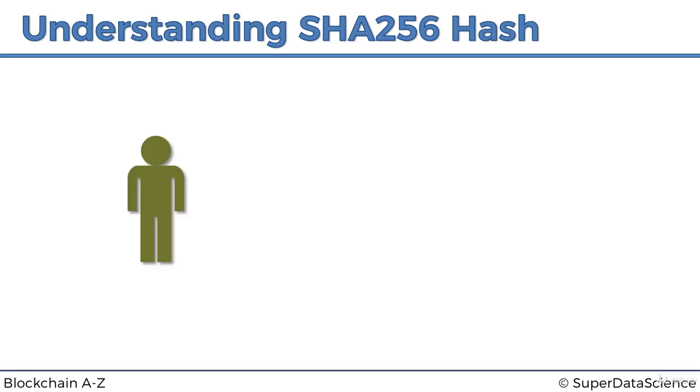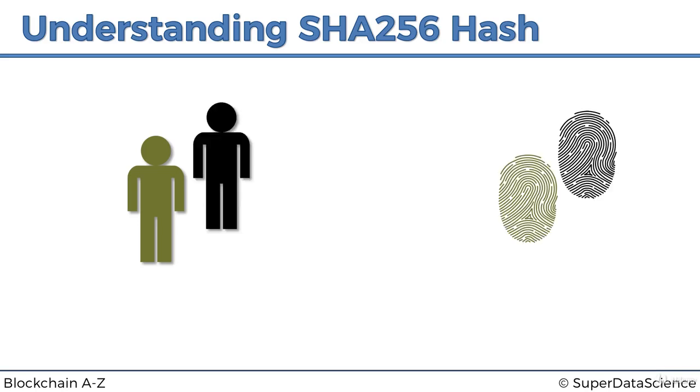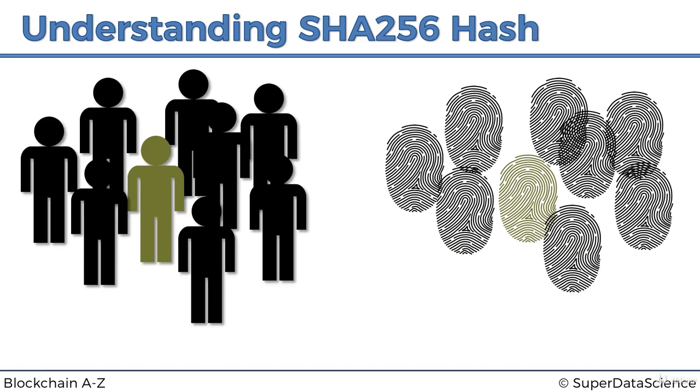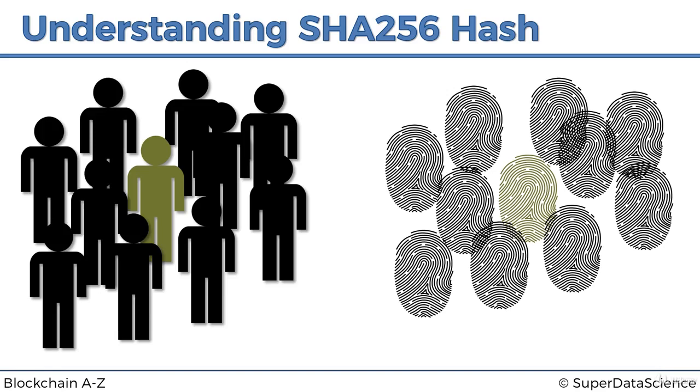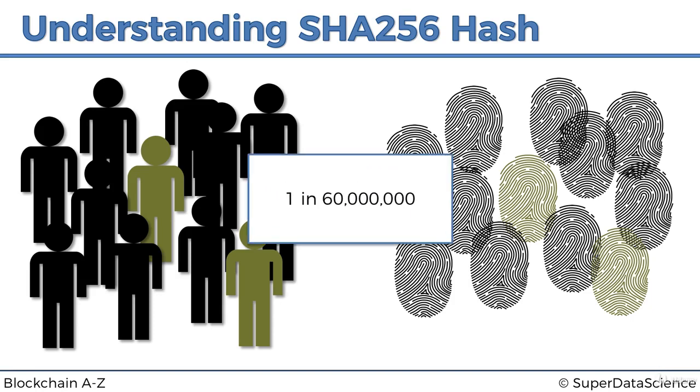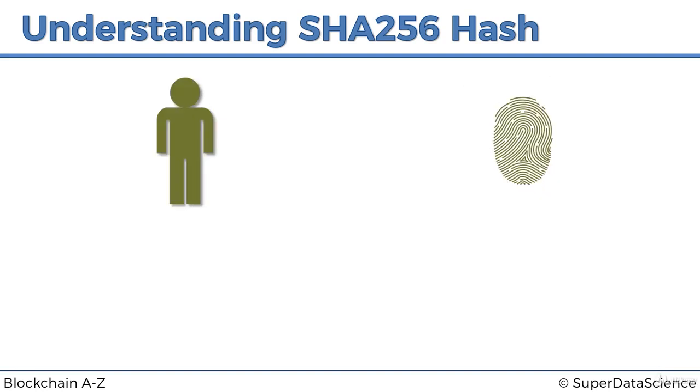So let's look at a person. There's a person, could be me or you, and we have a fingerprint. Different people have different fingerprints. If you look at many different people, they're all going to have different fingerprints. There is a possibility that somebody will have the same fingerprint, but it is very unlikely. The probability of that is about 1 in 60 million. So in a way, you can say that a fingerprint is an identifier of a person.